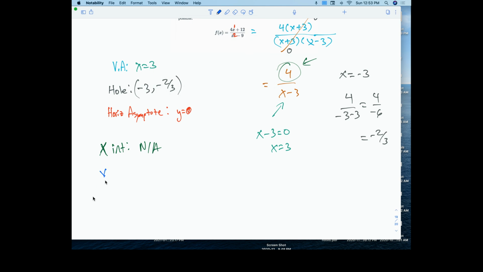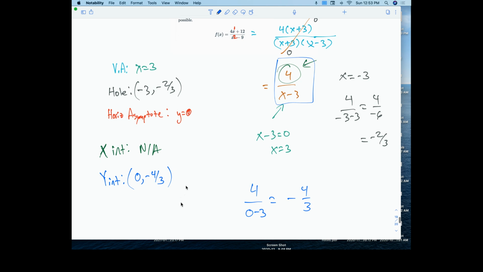We'll go on to the y-intercept. And the y-intercept is when x equals 0. So if we take, again, this equation, and we set x equal to 0, we get -4/3. And so we get 0, -4/3. And there we have it. And so we got all the 5 components, and then we can draw the picture.